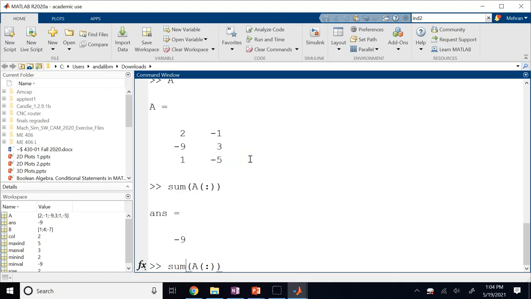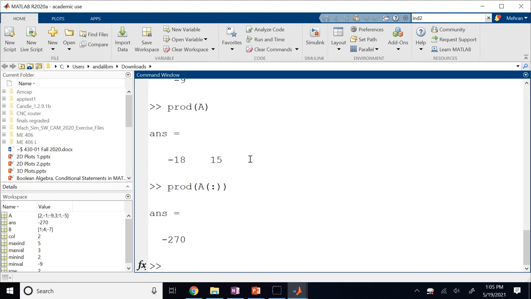Or what if you do prod? Again, if you do prod and don't use vectorizing, it's column-wise. If you convert it into a vector and do it, now all numbers are multiplied together. And the same thing happens to diff and so on and so forth.